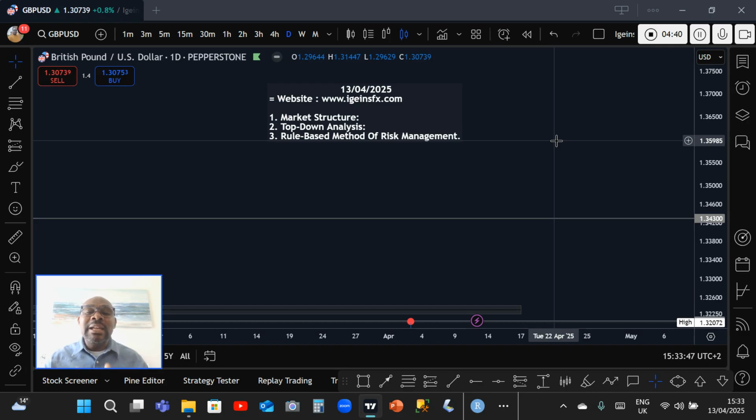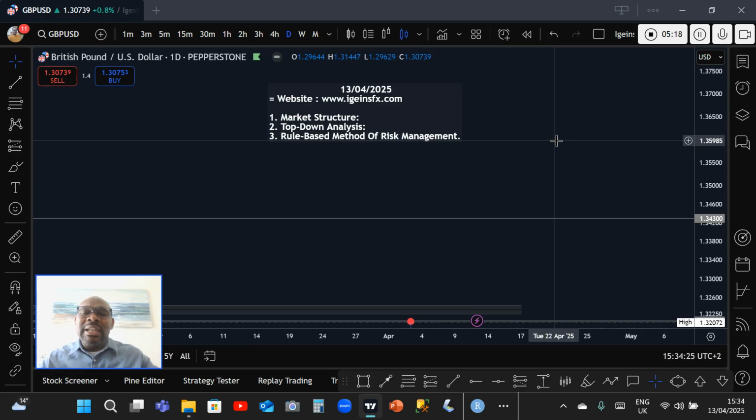Then rule-based method of risk management. If you are to place a trade, you have predefined rules. Okay, my stop loss should not be more than 10 pips. If there's any trade I want to take that is above 10 pips, as in stop loss, I am not going to take that trade. I will wait until I'm able to filter an opportunity where I can use 10 pips as my stop loss.